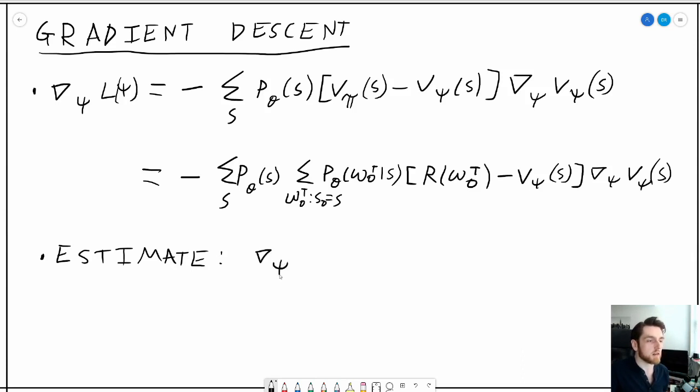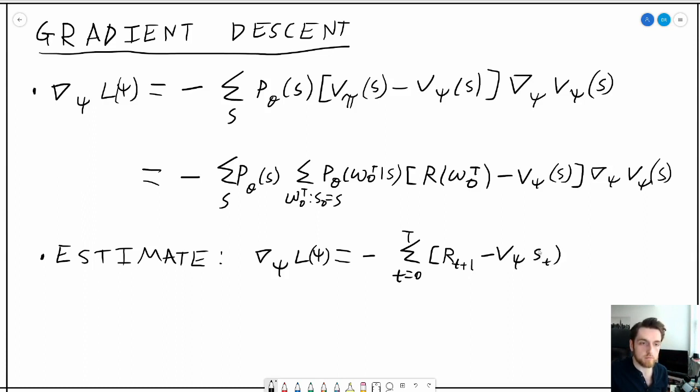which is given by the negative of the sum over the time steps, the difference between each return and the value of the state that the return followed, and the gradient of the value in that state.